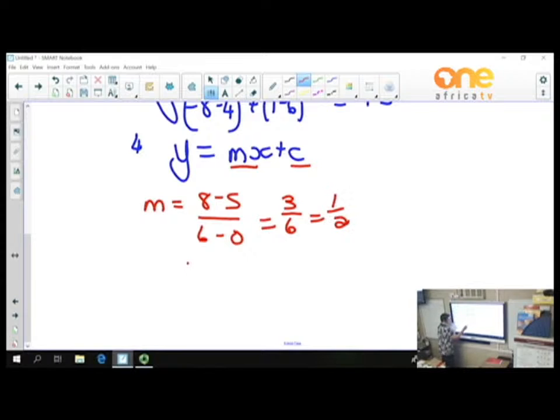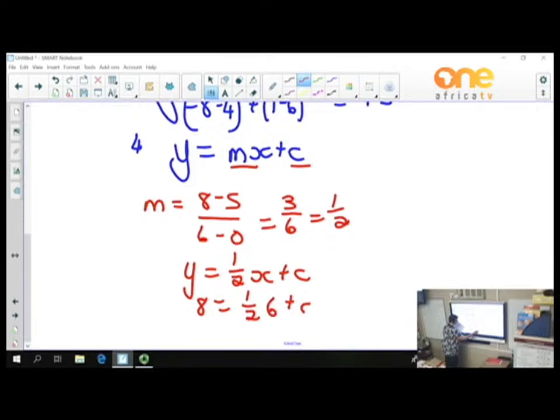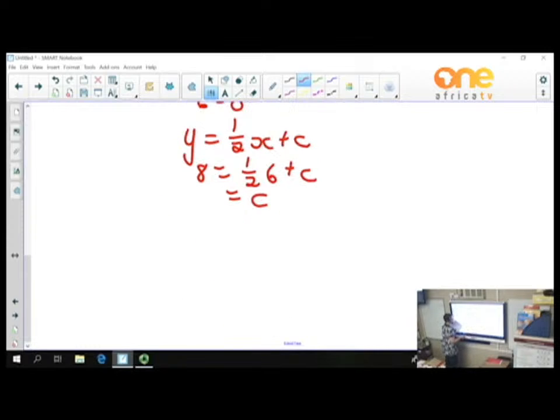Very easy. So y is equal to a half x plus c. And then how do we get c? I substitute coordinates. So which set do you want to substitute in? 6 and 8. So 8 is equal to a half of 6 plus c. And c is then equal to 5. So my equation is y is equal to a half x plus 5. Okay, so you will see they say basic level, so that's just asking directly the formulas that you've learned.